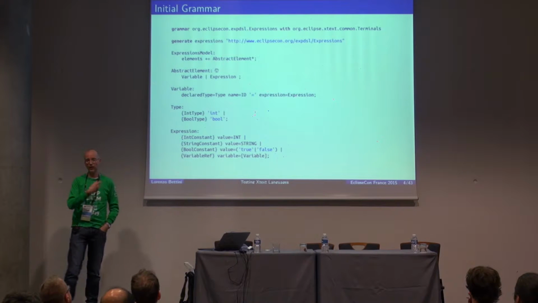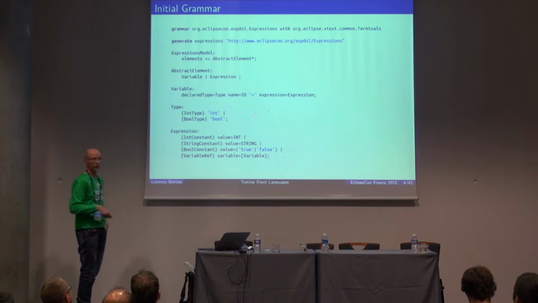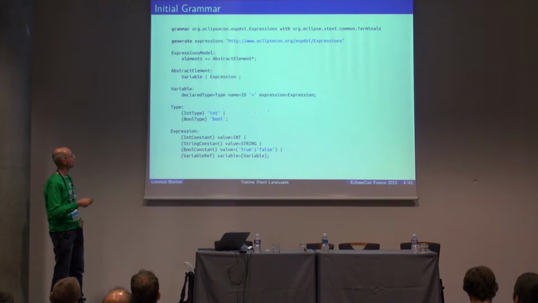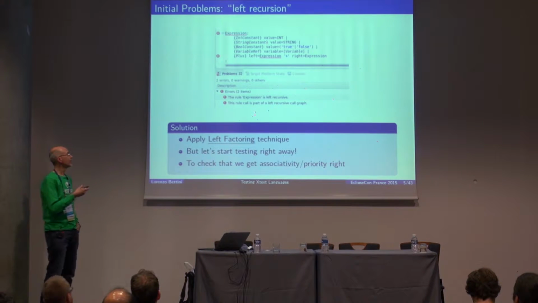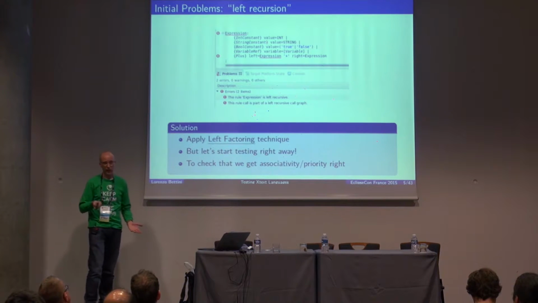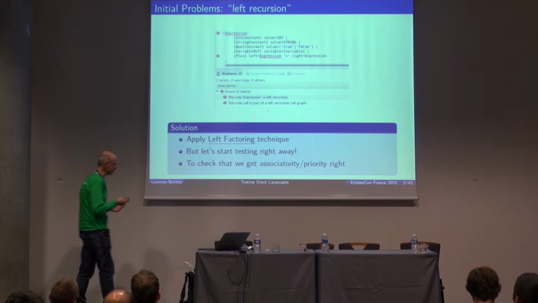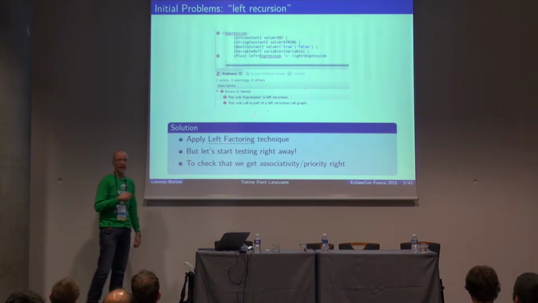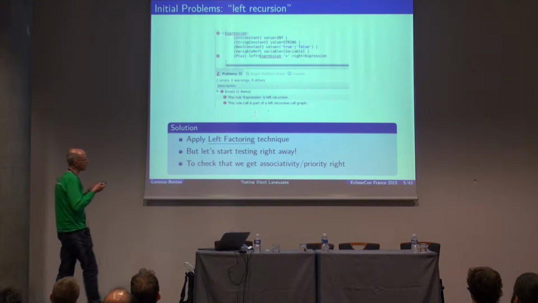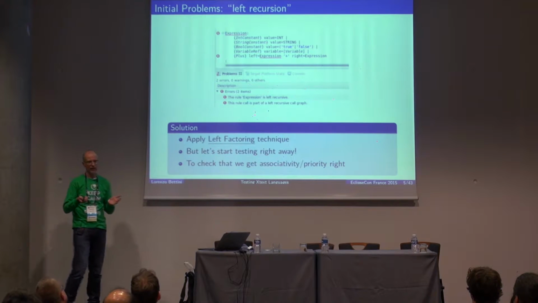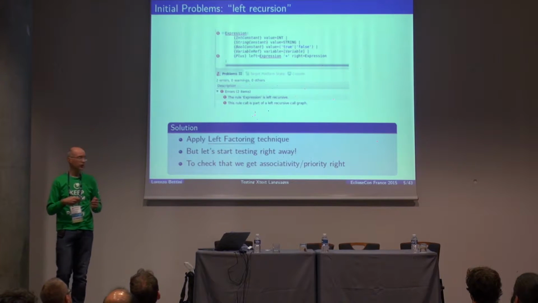So you start with a grammar in Xtext. First of all, you start with simple expressions which are constants, and then as soon as you go to the recursive expressions, you run into trouble because Xtext does not support left recursive grammars. That's not a big problem because there's a known technique, left factoring, for avoiding left recursion, but it might not be that easy to get it right, at least the first time. So that's a good starting point for testing.